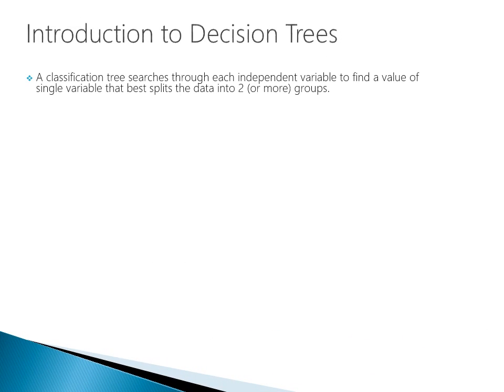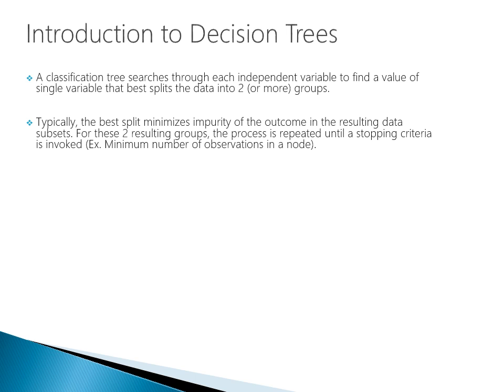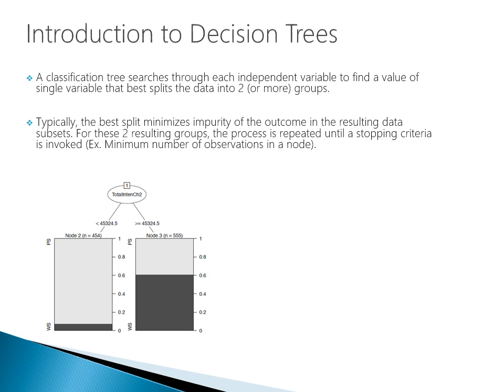A classification tree searches through each independent variable to find a value of a single variable that best splits the data into two or sometimes more groups. Typically, the best split minimizes impurity of the outcome in the resulting data subsets. For these two resulting groups, the process is repeated until a stopping criteria is invoked. One example of a stopping criteria might say that we need to have a minimum number of observations in a node. So here's an example of a very simple decision tree. Okay, I have one node on the top, two branches, and then I have two nodes at the bottom.